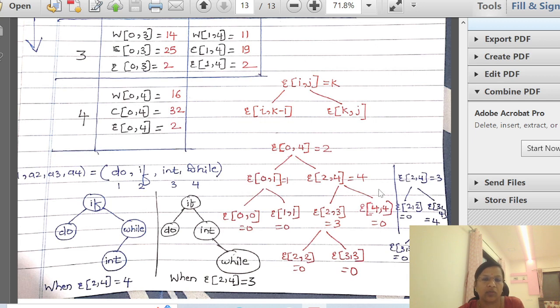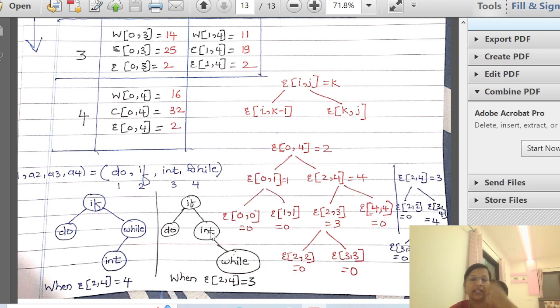Here key number 4 will be there on this particular side. We know r of 2, 4 has two values, either 3 or 4. So already we have seen we can take either 3 or 4. So I have shown both the trees here. We can also take the third key, that is int, on the right hand side of if, or we can also take while. Okay. So that's not the problem.